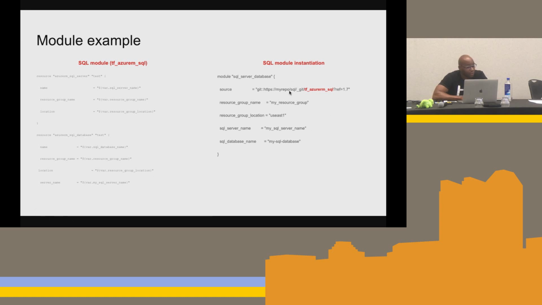And then this code here is where you instantiate the module, right? You give it a source. Here you can have your modules remote, you can have them local. If it's local, then it's relative to the .tf file that you're working on. If it's remote, you can pass in a Git URL. And then here you can actually specify the version.